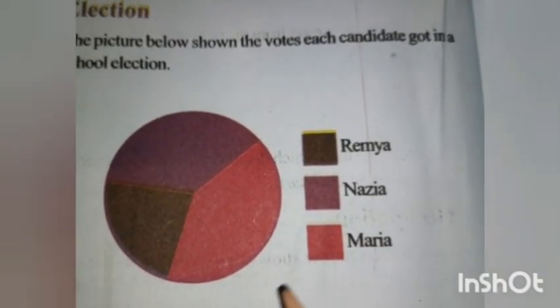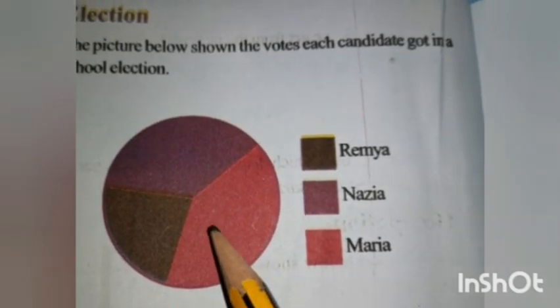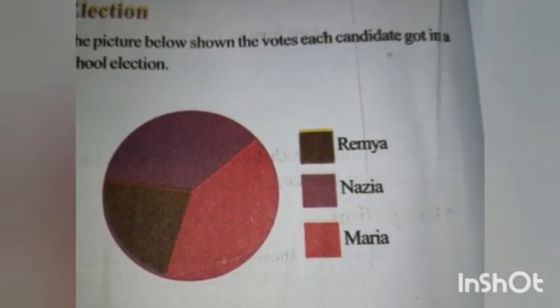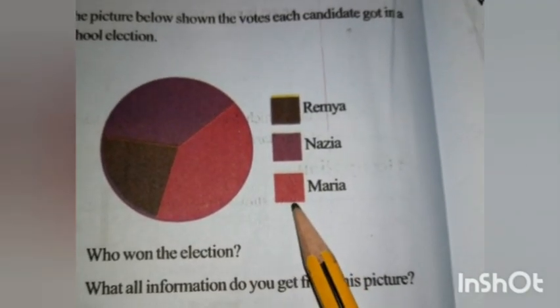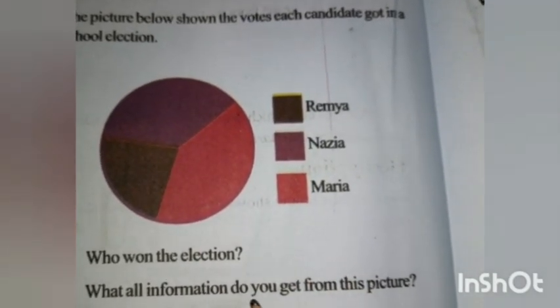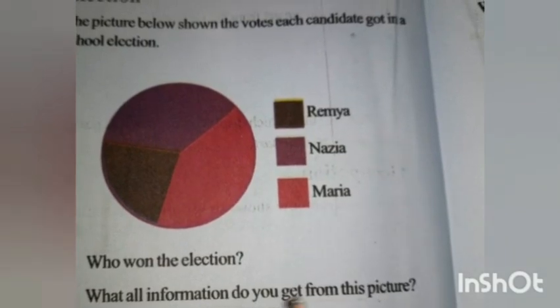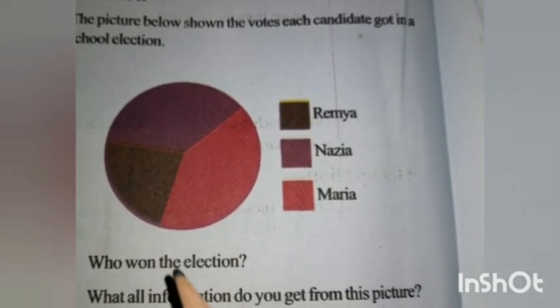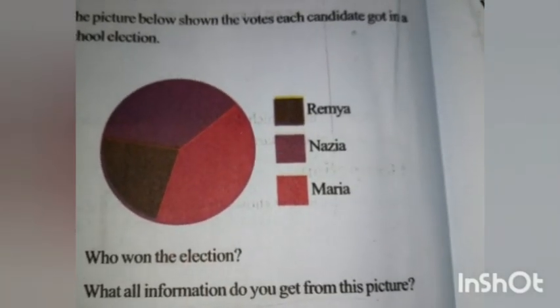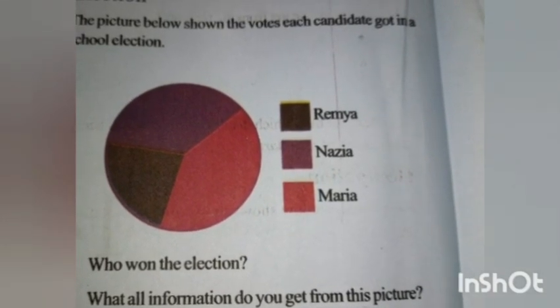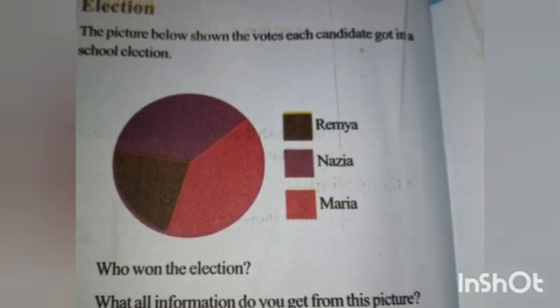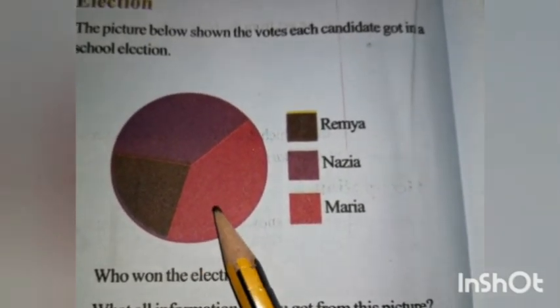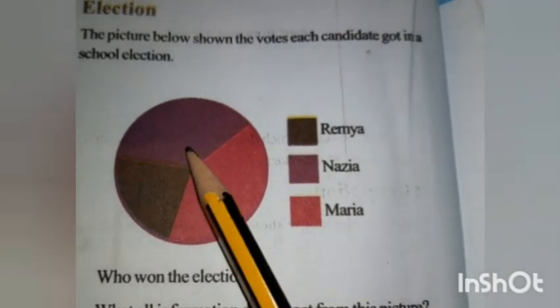The questions we can identify easily from these types of pictures. So who won the election? Maria won the election. What information do you get from this picture? You can see the percentage of votes, how much percentage of votes each person got. And we can easily identify who won the election and who is the runner-up, like that.